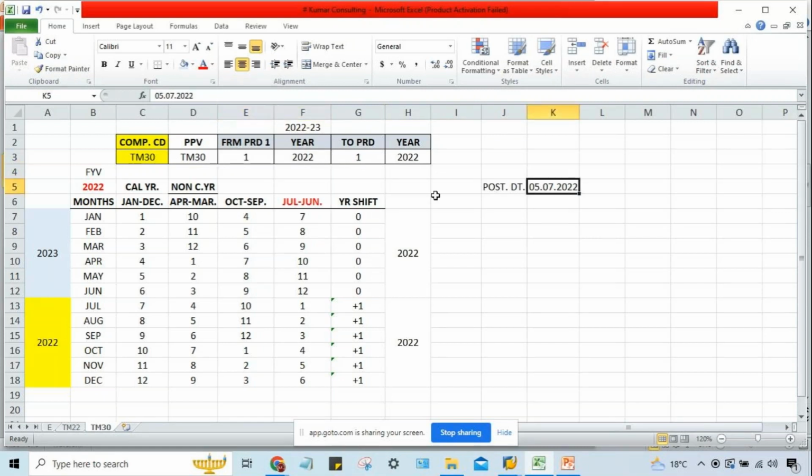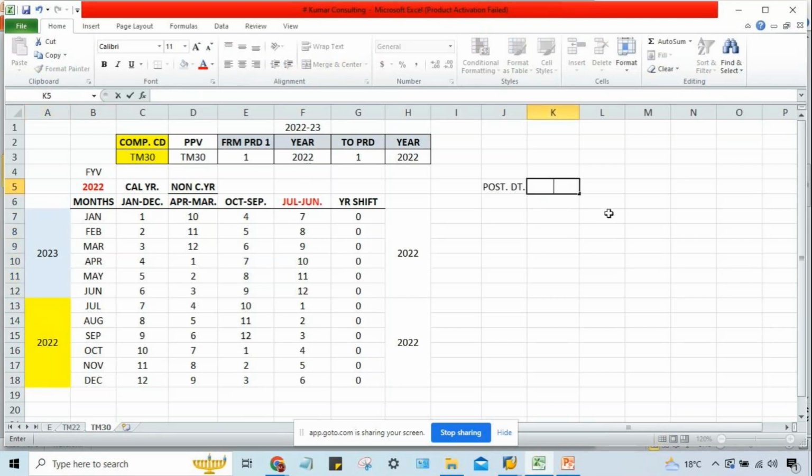Here also 2022, like somebody is going to give the posting date in calendar year form, right? So here also year 2022. It's fine. So year shift means no minus, no plus, zero, right? We have to give 0. Where is the problem? The problem is January. When you enter 1st January or 5th January, it is next year, after December 2022 comes January 2023.